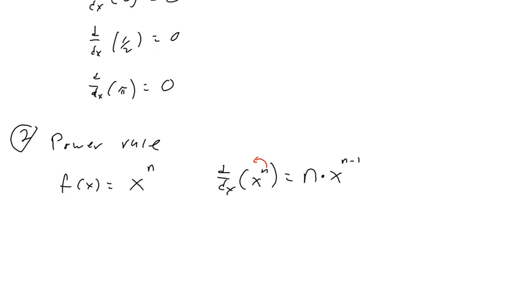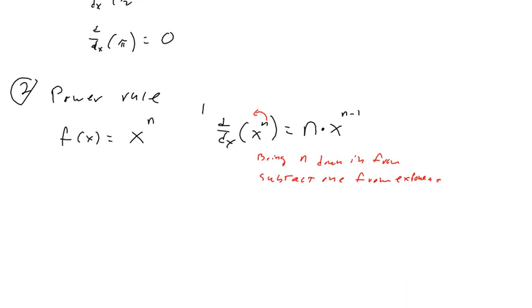So bring the n down in front of the problem, and subtract 1 from n, from the exponent. And that is our power rule. Bring the n down in front, drop the n in front of the problem, and subtract 1 from the exponent.